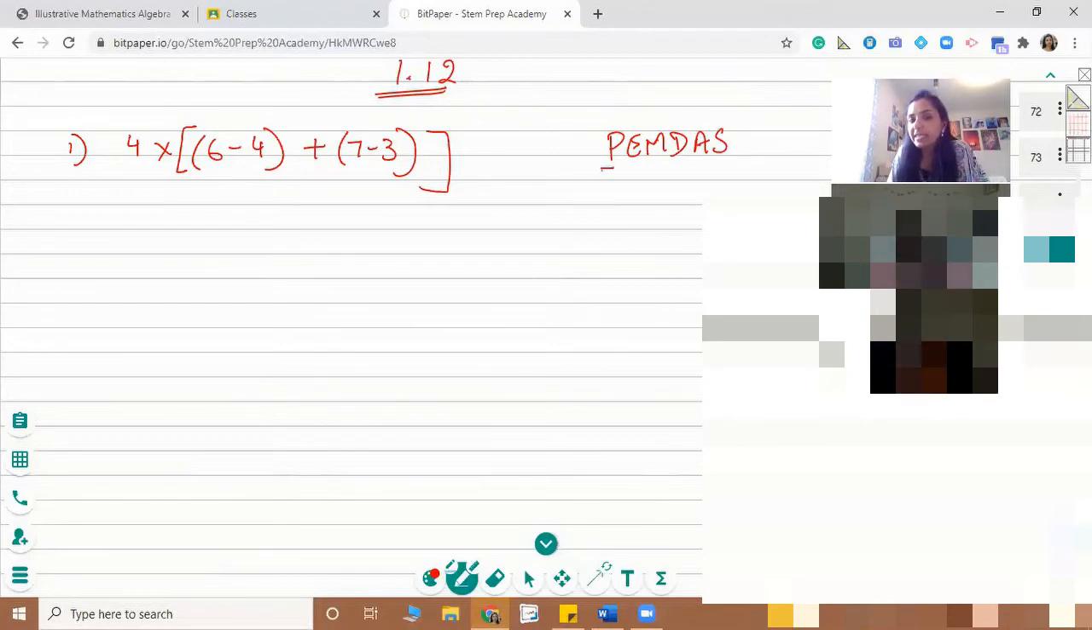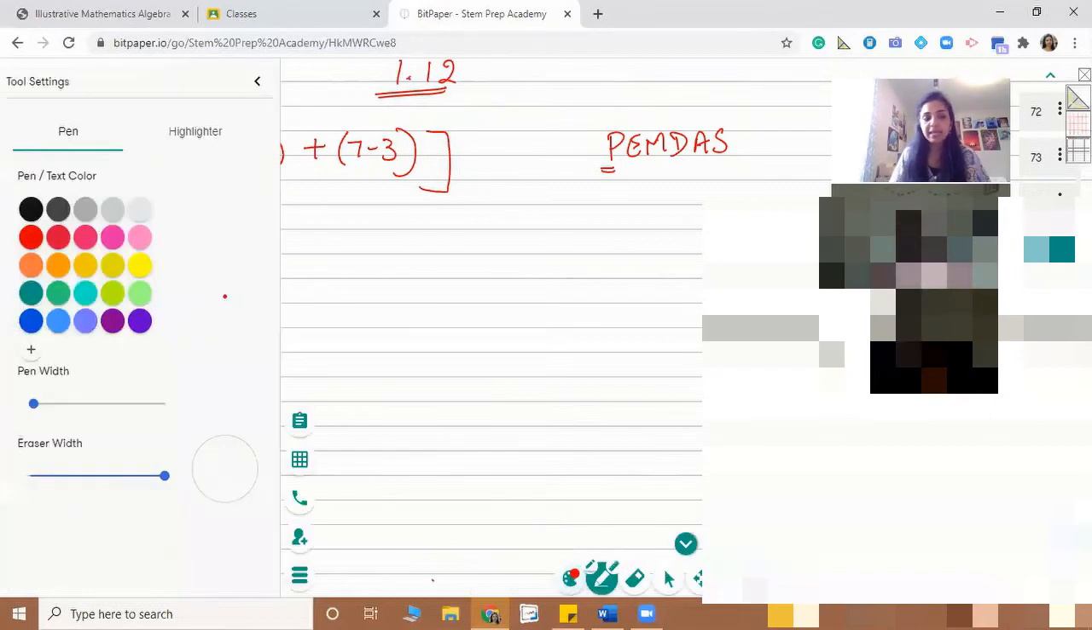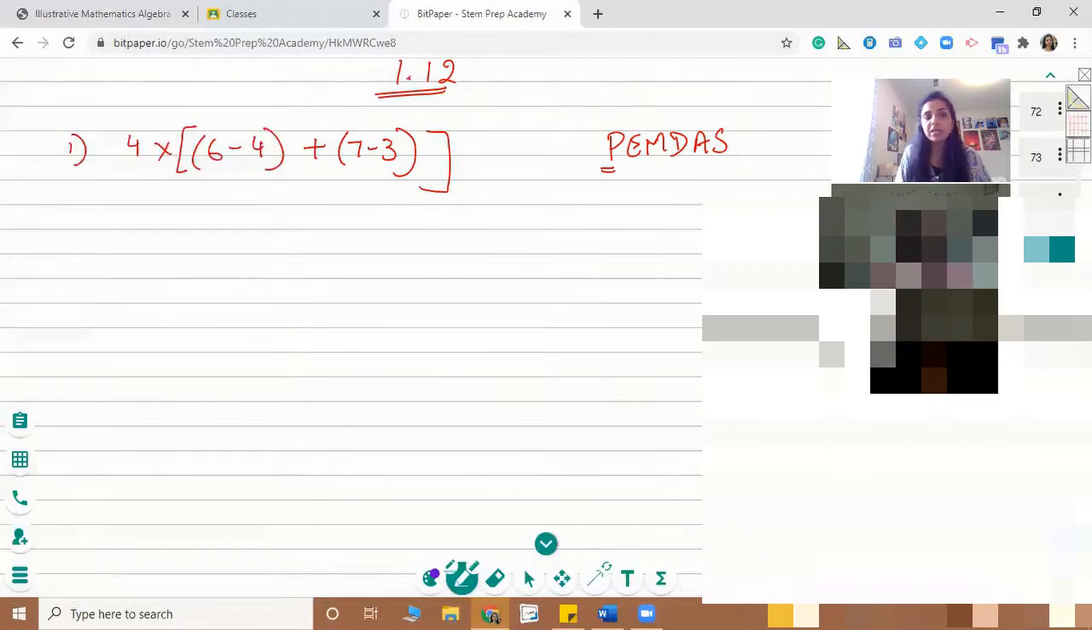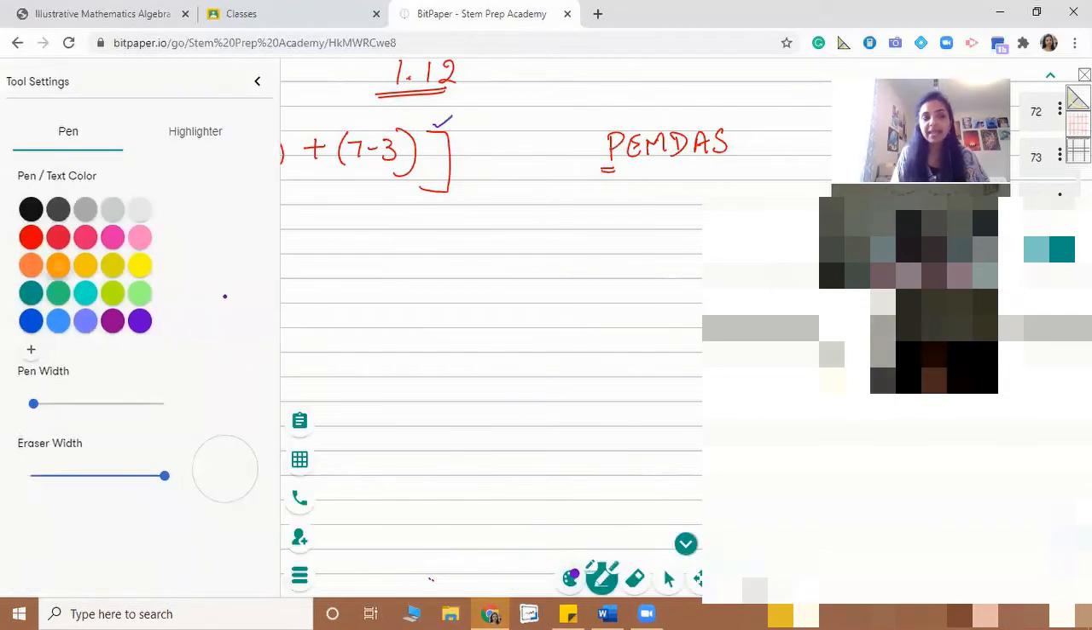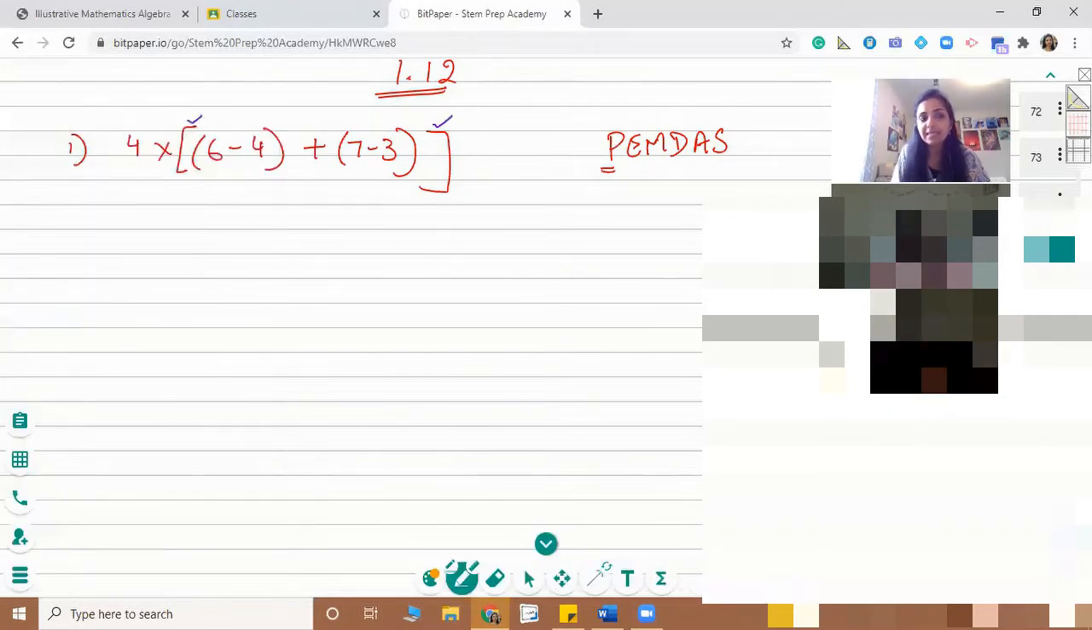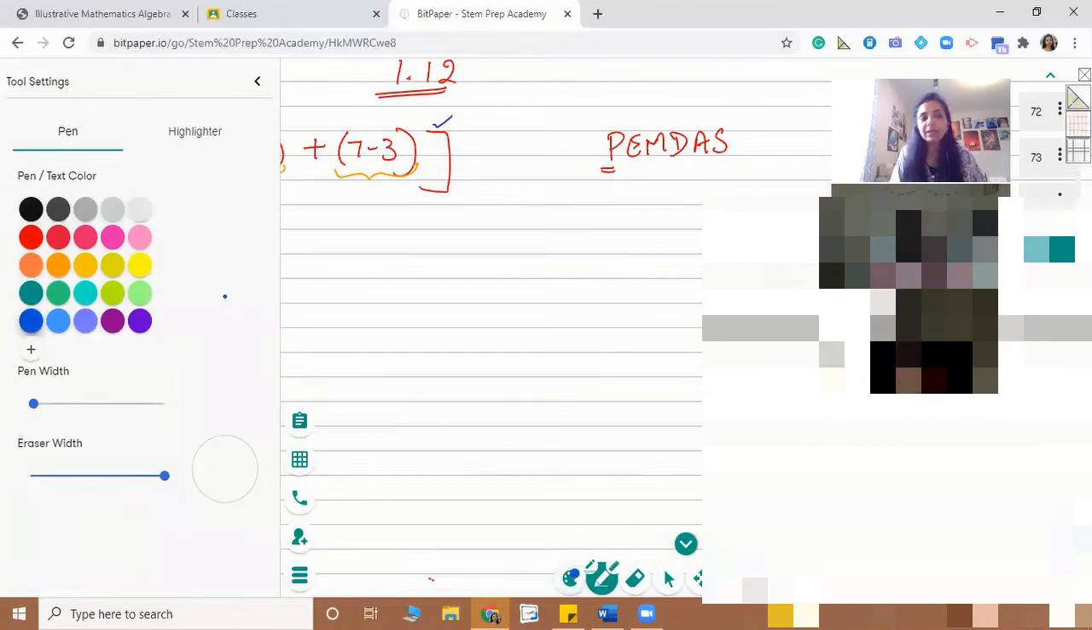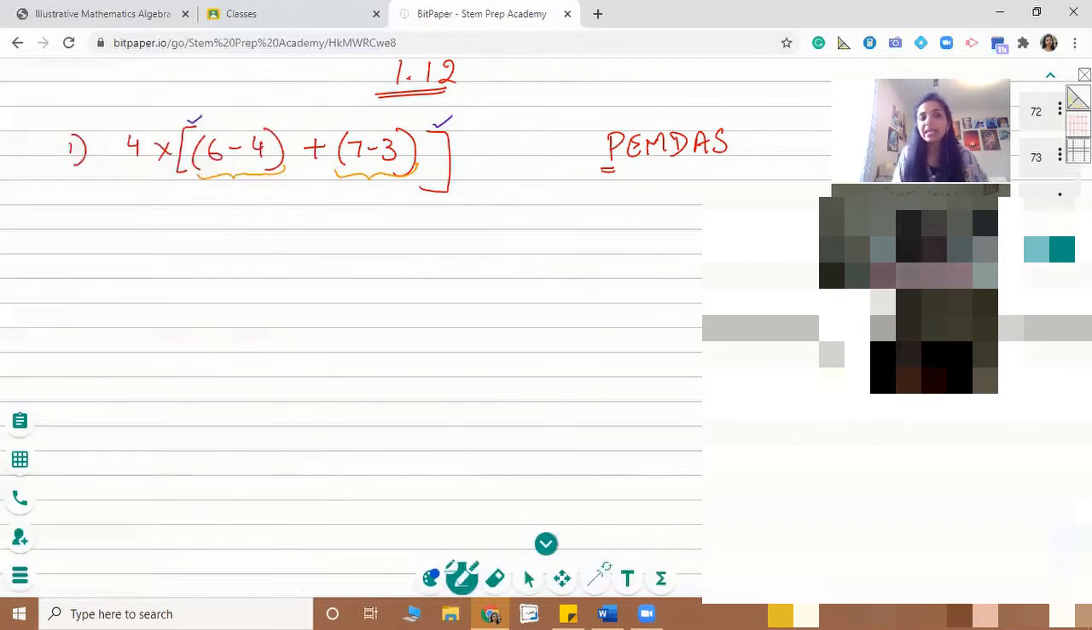I'm writing over here PEMDAS on one side. What is my first thing? Definitely I have to solve the parenthesis. But do you see there are 3 parentheses over here? There is one very big parenthesis, which is a squared one. Let me change the color so that we can distinguish. There is one very big one, and then 2 more parentheses, one is this one and one is this one. I cannot solve the big one till the time I do not get rid of these 2 parentheses.